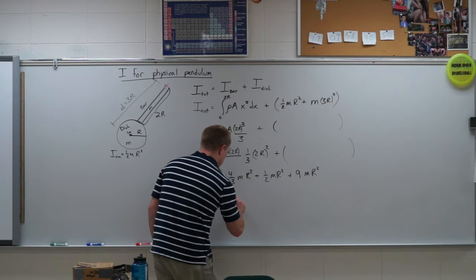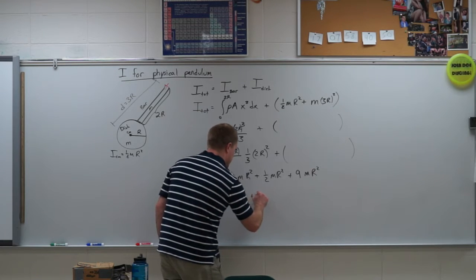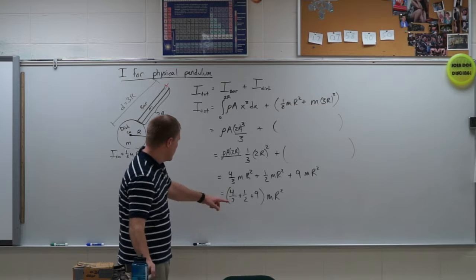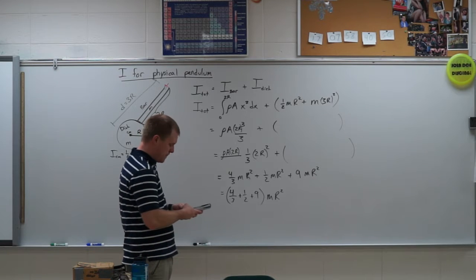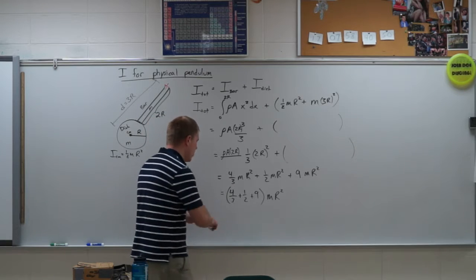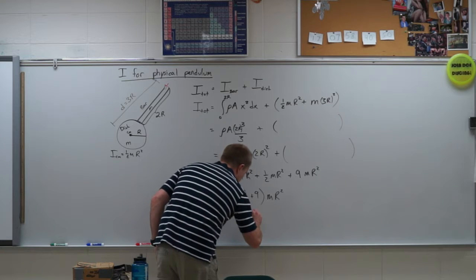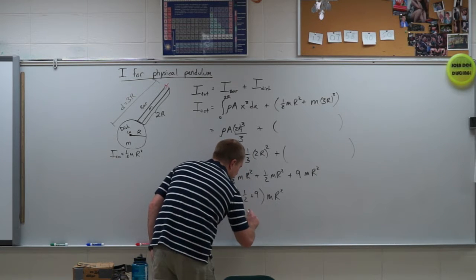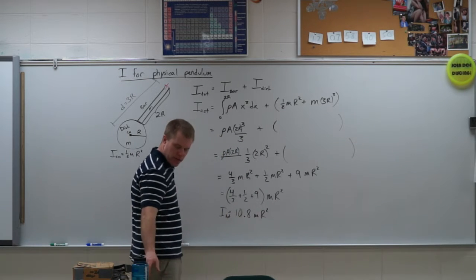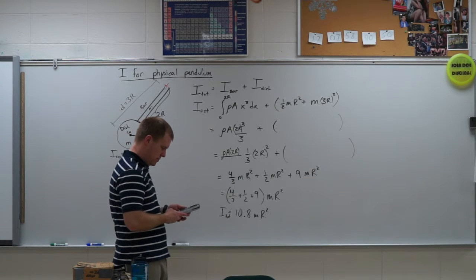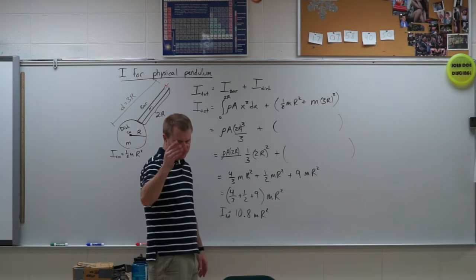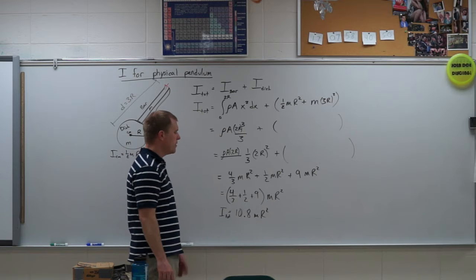So we have 4/3 plus 1/2 plus 9, all times mr squared. Now this is going to give us a beautiful number. So this gives us 10.8. I'm sure there's a fraction for it. 10.8 mr squared is going to be our I total for this. Now if you did want a fraction, it's 65/6, of course. All right, so 10.8 I'll go with.